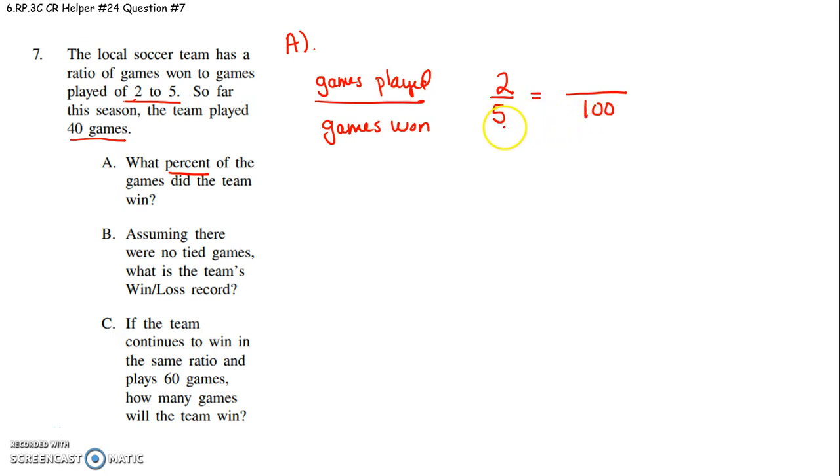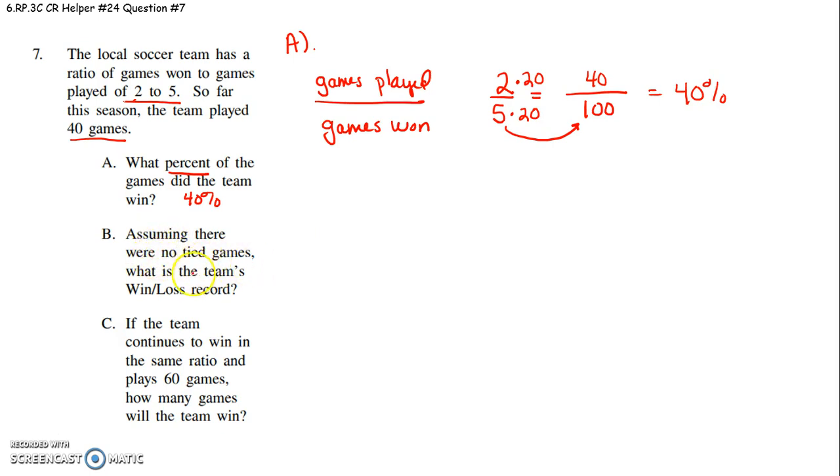So I look here and I know something about the denominators. How many times does 5 go into 100? 20 times. So 5 times 20 will be 100. If I'm multiplying the denominator by 20, I also need to multiply the numerator by 20. 2 times 20 is 40. So that is 40%. They've won 40% of their games.